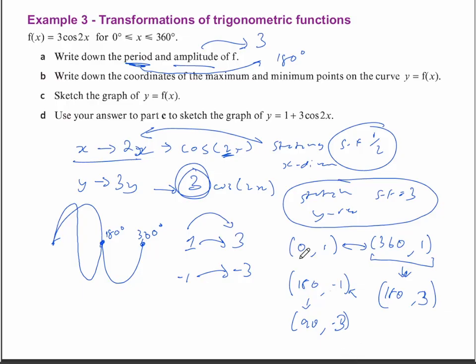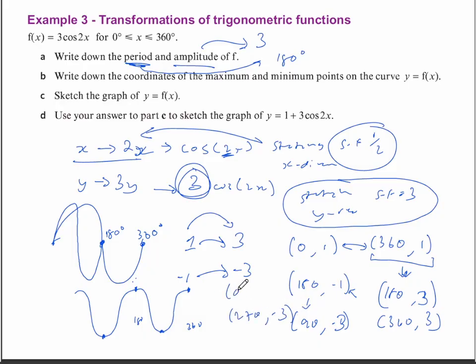Now obviously we have a second revolution as well. So we started off with this up to 180. We also have a second revolution up to 360. And so we would get our other minimum points as well. Remember, this is the 90 and negative 3. This is the 180 and positive 3. Then we have 360 and positive 3 as well. And we have 270 and negative 3 as well.